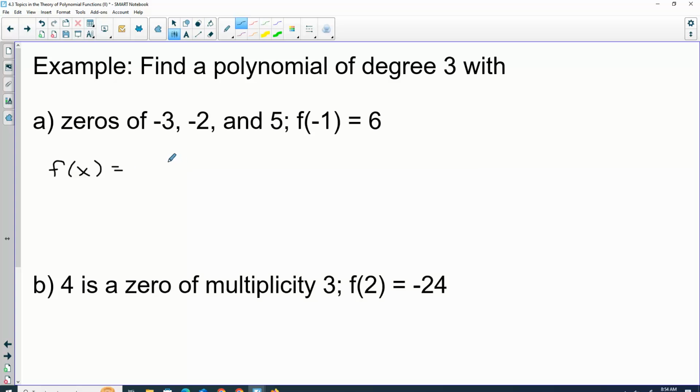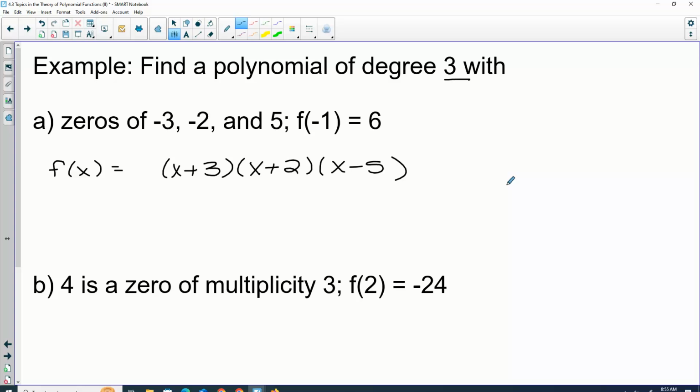if negative 3 is a zero, what would I have to have in my factor form? If negative 2 is a zero, if 5 is a zero. I said degree 3, if I multiply this out, I have 3 x's, so we're good so far. But then I have one more requirement. f of negative 1 equals 6.